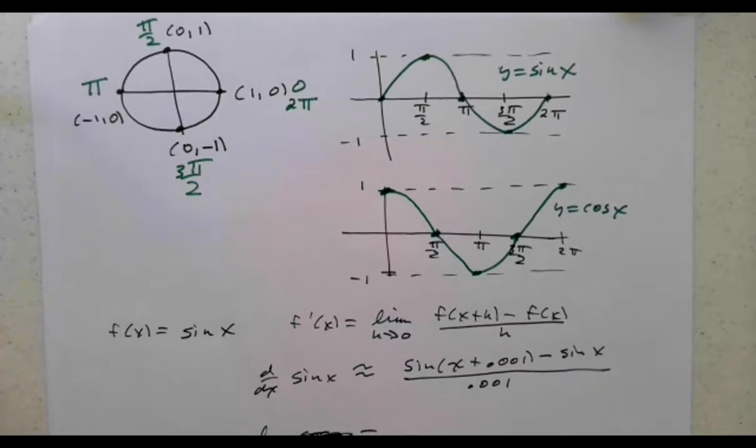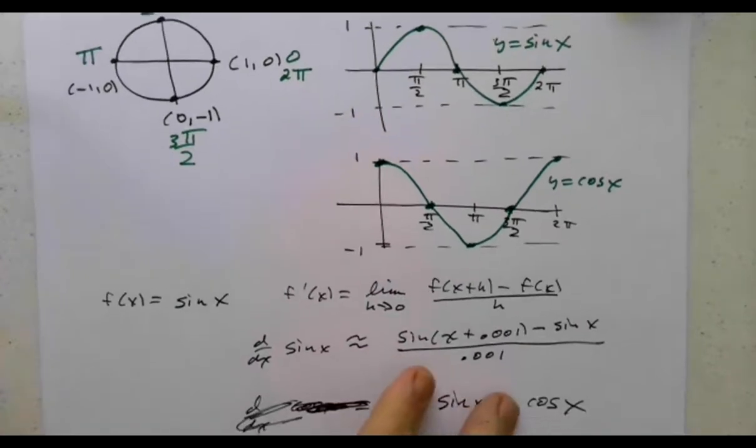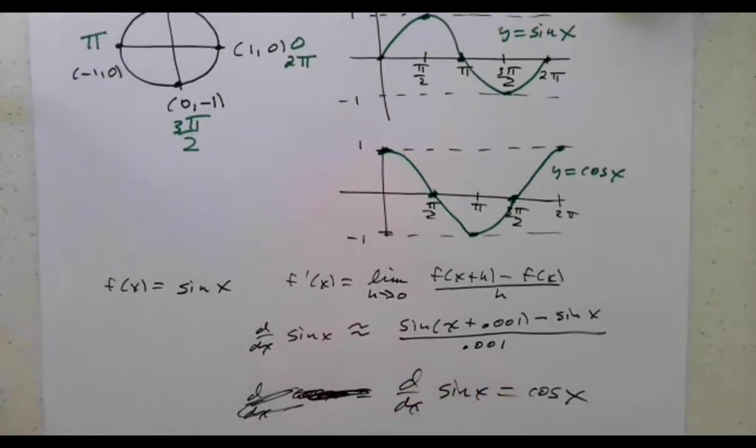Excuse me, the derivative of sine x is cosine x is what I want to say. The derivative of sine x is cosine x. Now, that's not a proof, again, but it's obviously suggested by that, right? The derivative of sine x is cosine x. That's what we get from looking at the graphs. Now, what about cos x? If I wanted to work with cos x, what could I say?